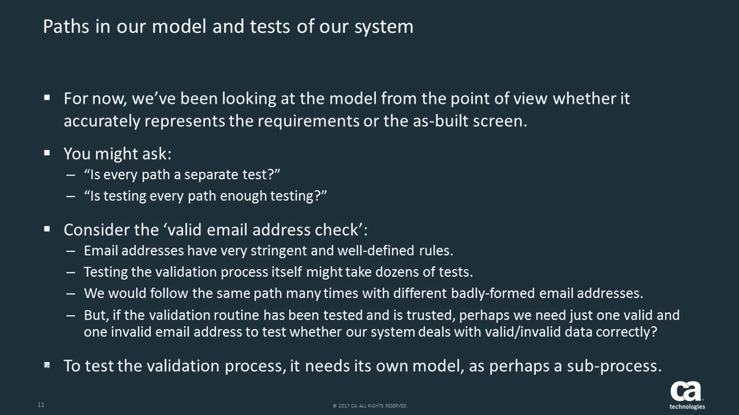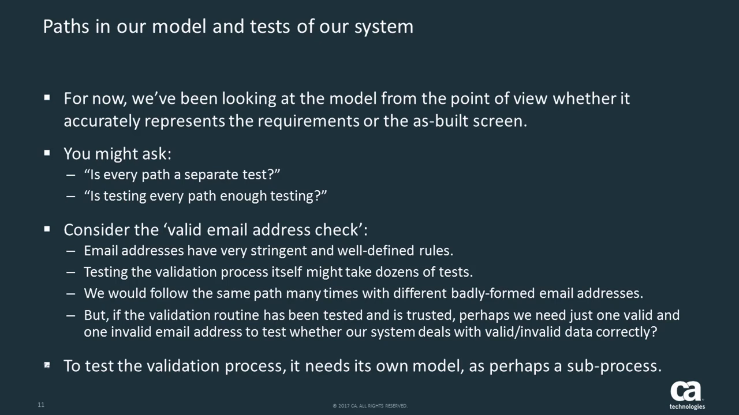Now, up till now, we've been looking at the model from the point of view of whether it accurately represents the requirements or the as-built system. And I just want to explore a couple of questions here. One is, is every path a separate test? I think that's kind of obvious, that of course it is, because each one requires different decisions to be followed, and therefore there needs to be different data entered into the system, either from the database or from the user interface. Every path is a separate test.